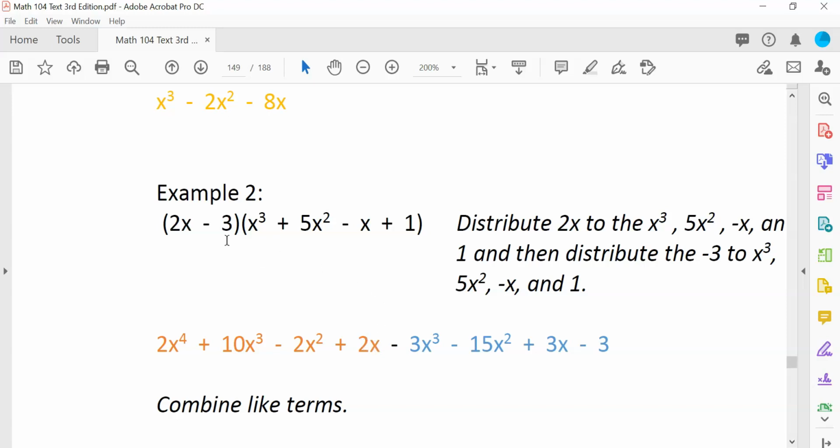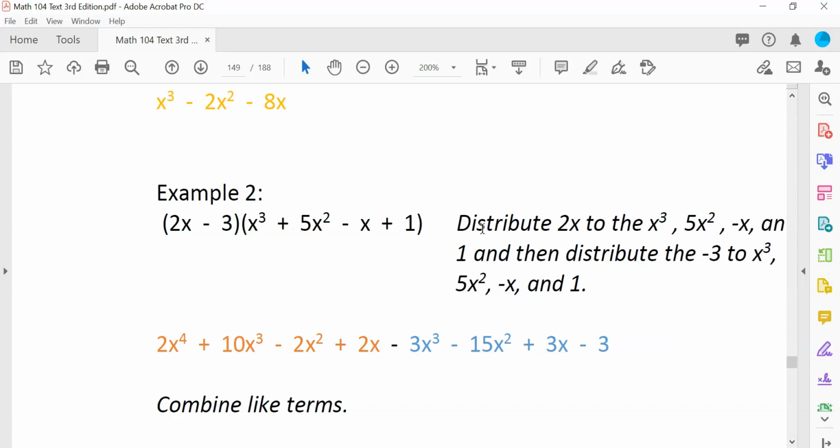And then after you've distributed that 2x into all four terms on the right, now you're going to distribute the minus 3 into all four terms on the right. Minus 3 times x to the third is minus 3x to the third. Minus 3 times 5x squared is minus 15x squared. Minus 3 times minus x gives you a plus 3x. And minus 3 times 1 gives you a minus 3.